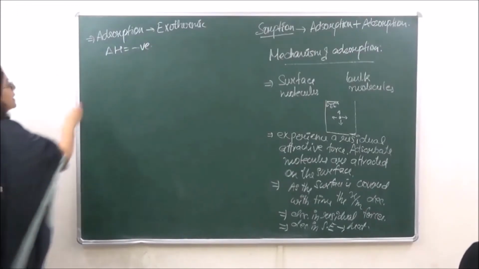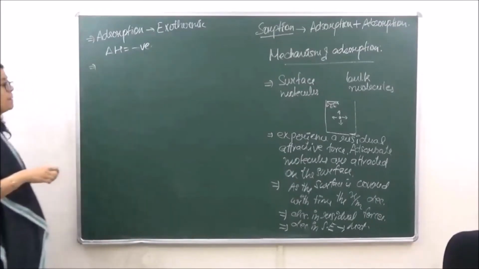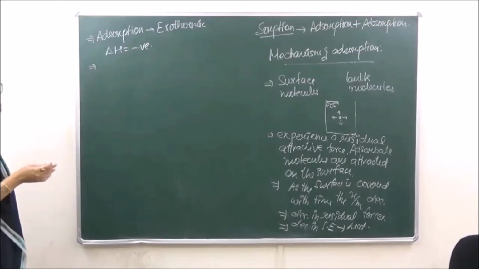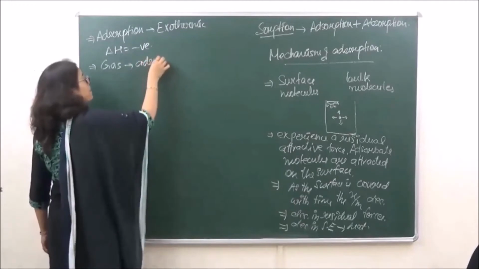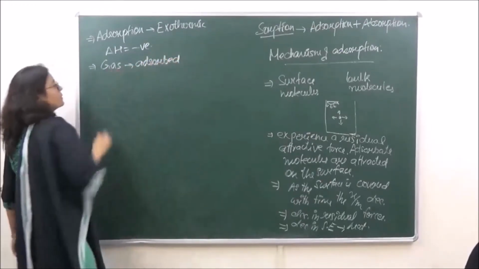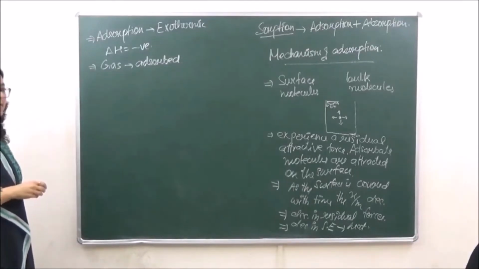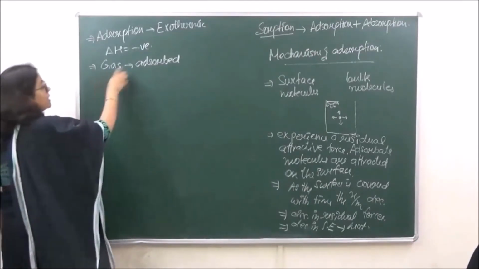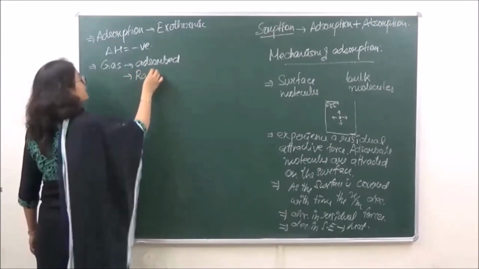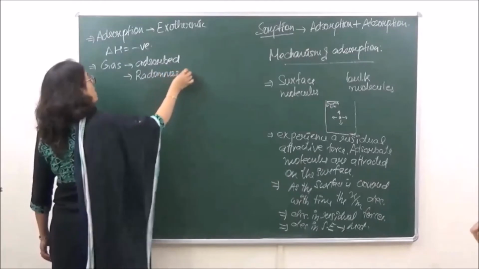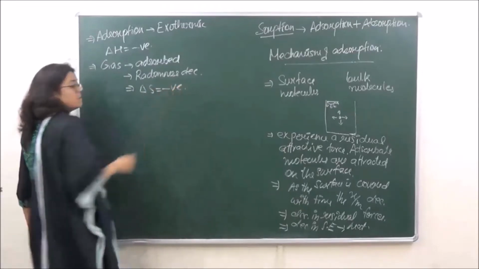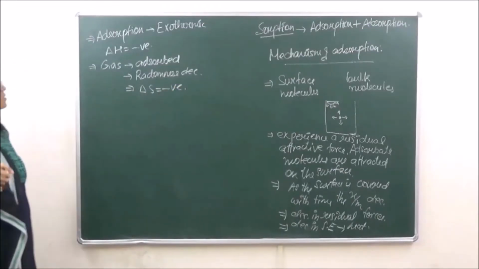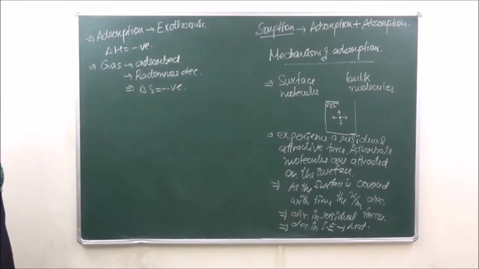The second thing is, if we are adsorbing a gas on the solid surface, then whenever a gas is adsorbed, what is going to happen? The randomness of the gas will decrease because it is getting adsorbed. Whenever a gas is adsorbed, randomness decreases, or in other words, the entropy change becomes negative. Whenever the degree of randomness decreases, delta S is going to become what? It is going to become negative.